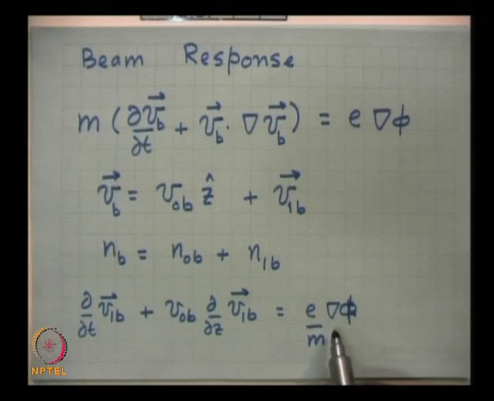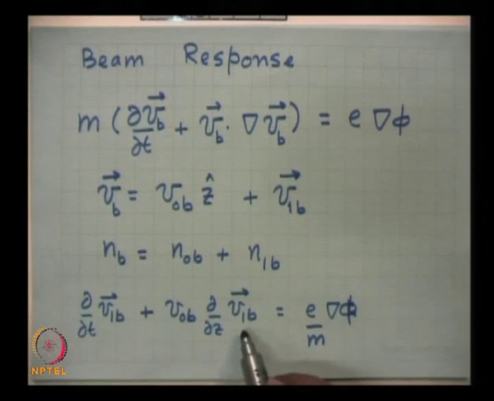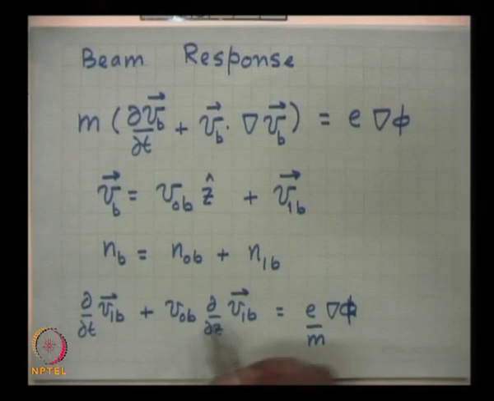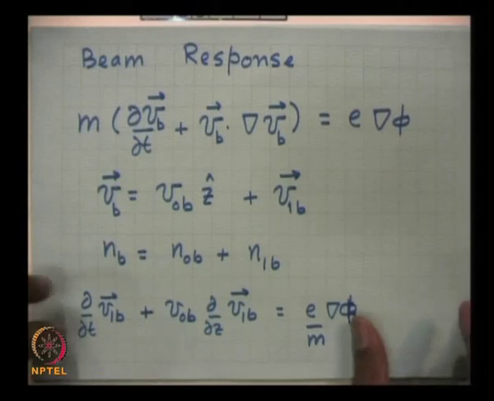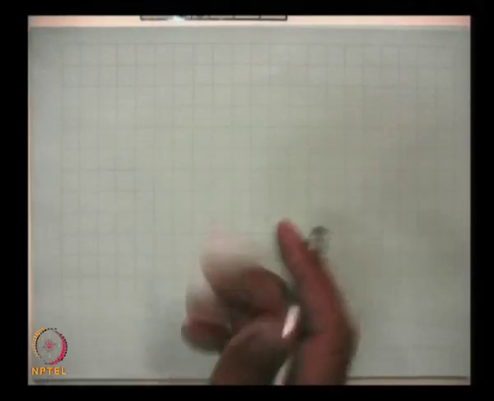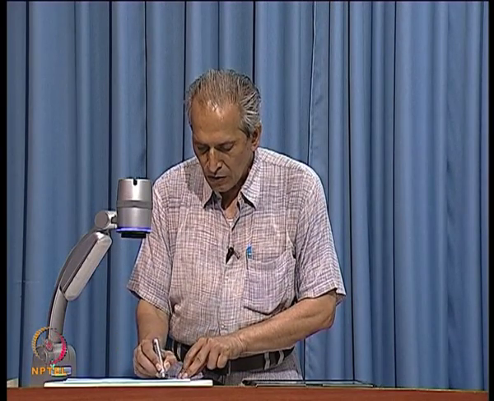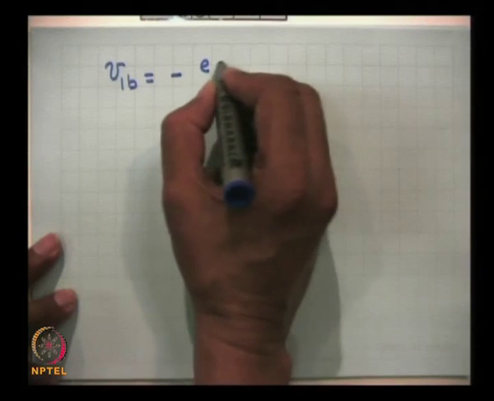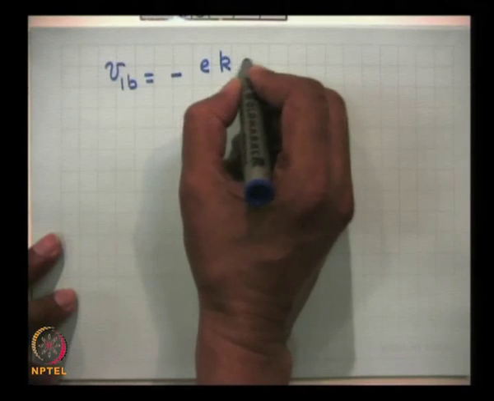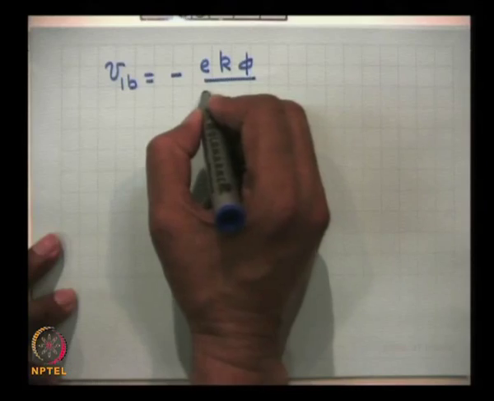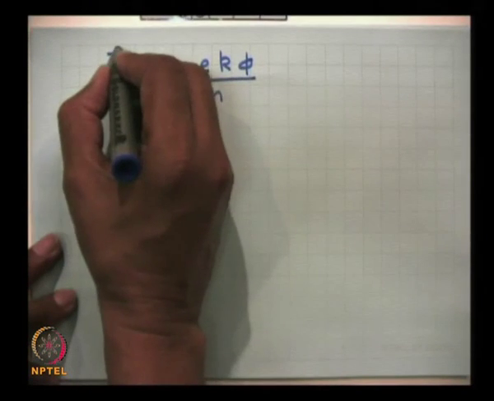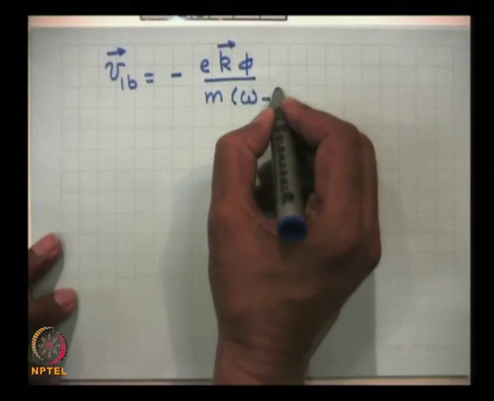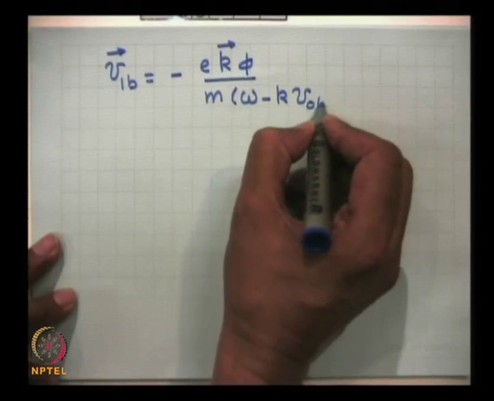In the quasi steady state, the response should have the same time and z dependence as the source. So, I will replace delta delta t by minus I omega, delta delta z by I k, and this equation gives V1b is equal to minus E k phi upon m. This is the z component, let me write this like this, upon m, and here you will get omega minus k V0b.